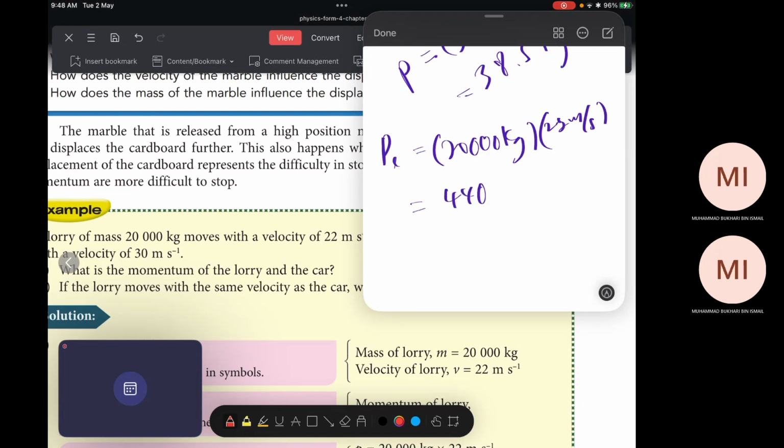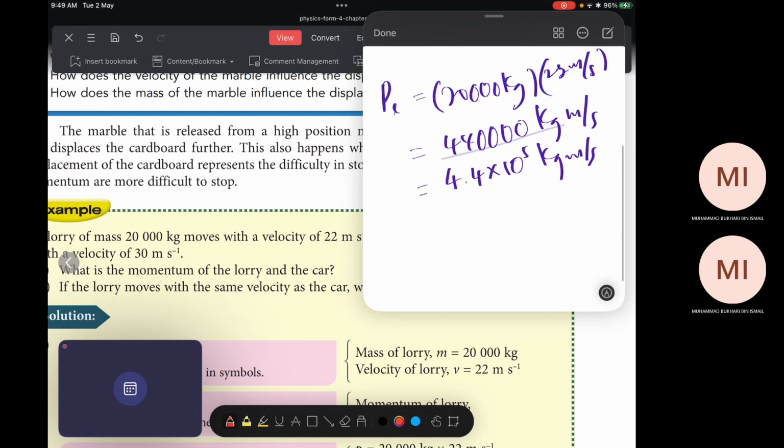44,000. Ini ya. Okay, unit is kilogram meter per second. Kalau tukar jadi SI unit, SI form 4.4 times 10 power berapa? 4. 1, 2, 3, 4. Kilogram meter per second.